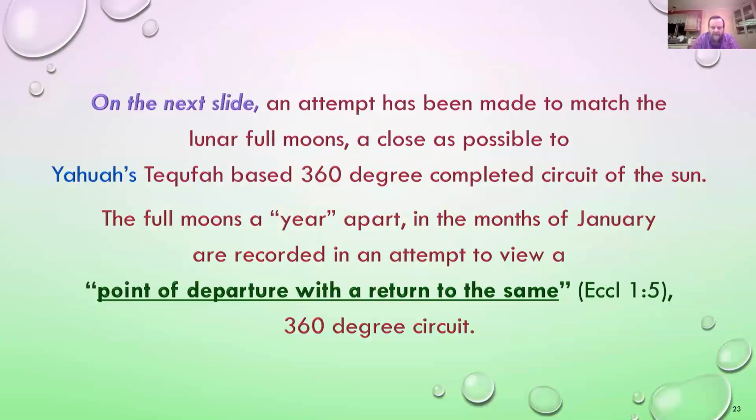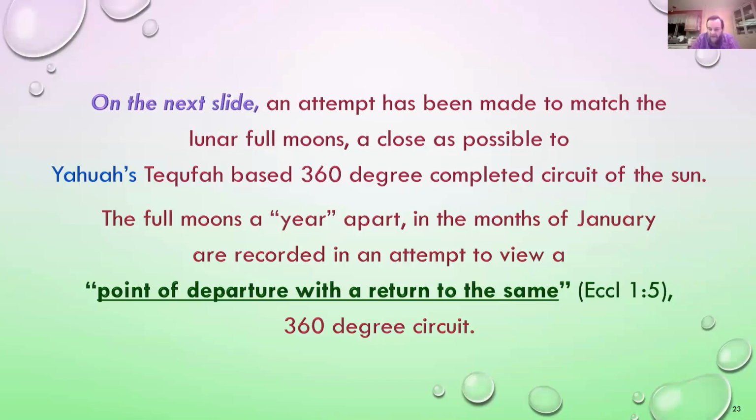On the next slide, an attempt has been made to match the lunar full moons as close as possible to Yahuwah's Tequfah-based 360-degree completed circuit of the sun. The full moons, a year apart in the month of January, are recorded in an attempt to view a point of departure with a return to the same.